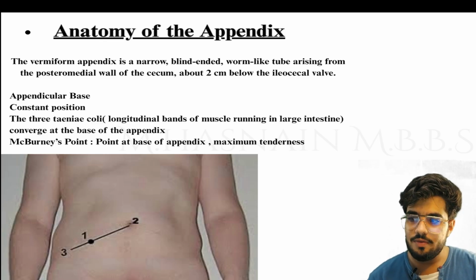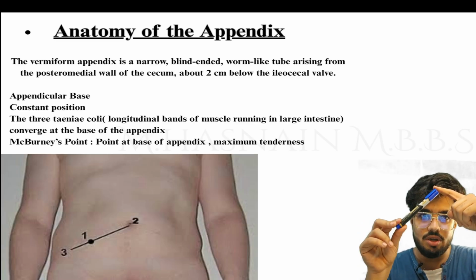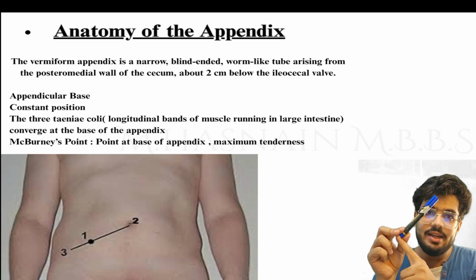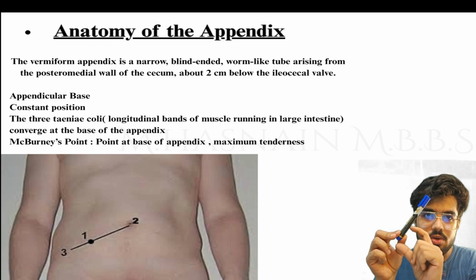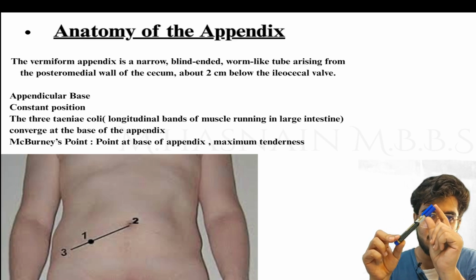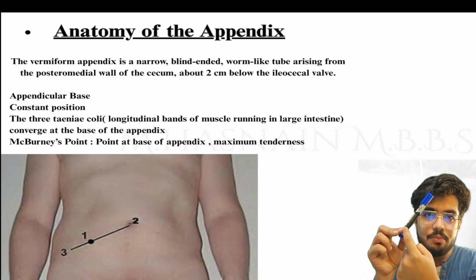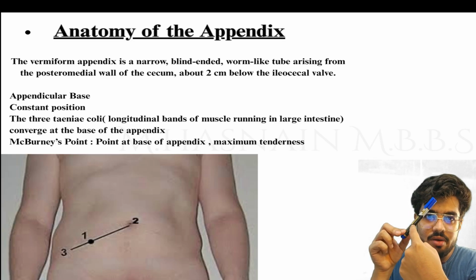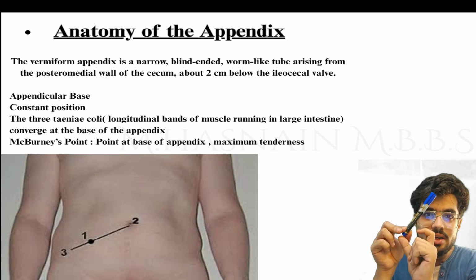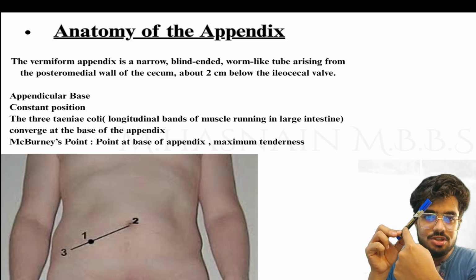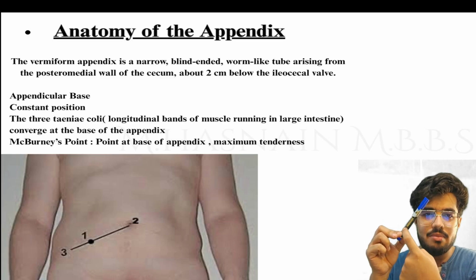We draw a line. For example, this is your line, this is your umbilicus, this is your anterior superior iliac spine. We divide this line into 3 equal parts, 1, 2, 3, such that the point at 1/3 and 2/3, that will be our McBurney's point. 1/3 from your anterior superior iliac spine and 2/3 from your umbilicus. This junction, this point is called McBurney's point.